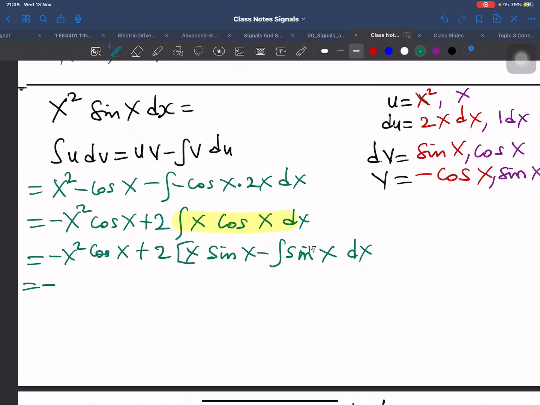Now continue, minus x squared cos x plus 2 into, you don't need to write it again, just x sine x, minus, let's distribute these two, minus 2 sine x, if you integrate sine, you get minus cos. So it's going to be plus.